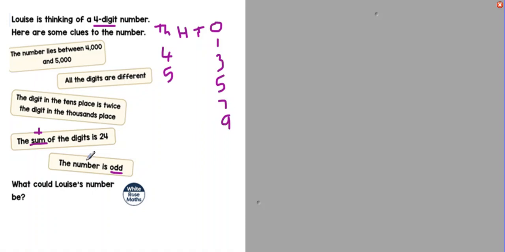Okay? What could Louise's number be? So have another look at all of the clues, particularly this one. Pause the video and have a go and see if you can work it out. Okay, then let's have a look.